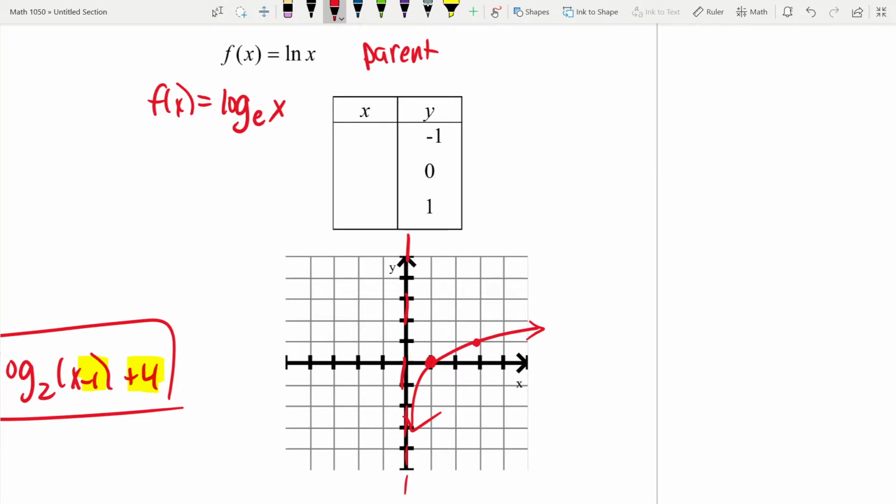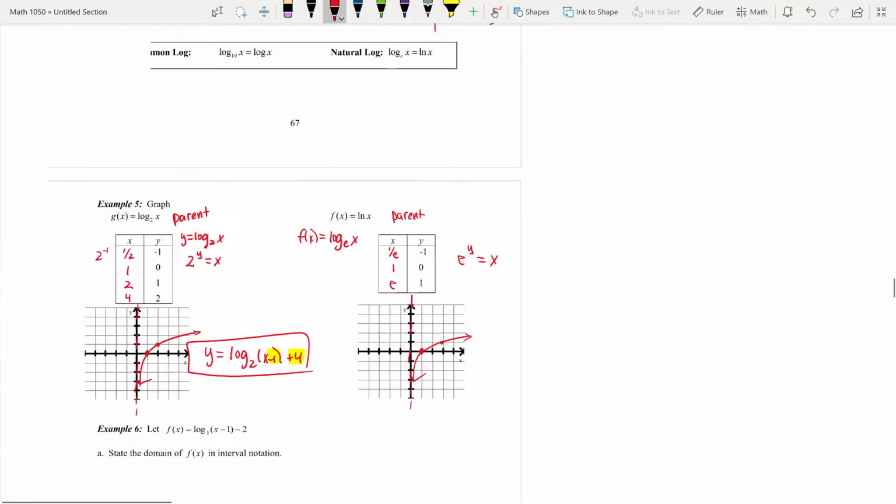Let's convert it. Everybody write e to the y is equal to x. That's the conversion. Y is 0, e to the 0 is a 1. Y is a 1, e to the first is an e. You guys, what is e to the negative first? What's that? 1 over e. And that's good enough for me because I'm not even going to use the table, so I'm not going to spend a lot of time making it perfect.